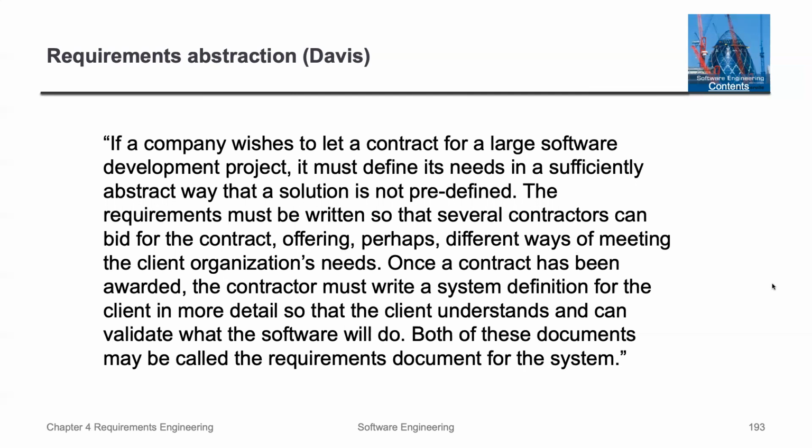Once a contract has been awarded, the contractor must write a system definition for the client in more detail so the client understands and can validate what the software will do. Both of these documents may be called a requirements document for the system.